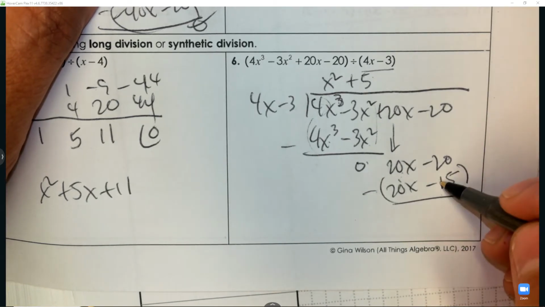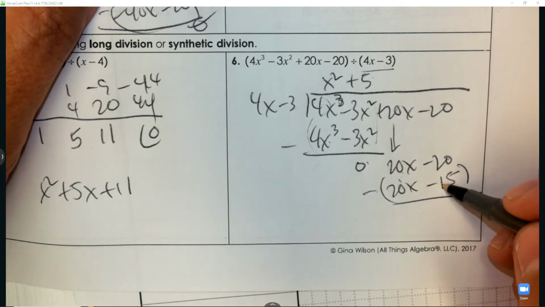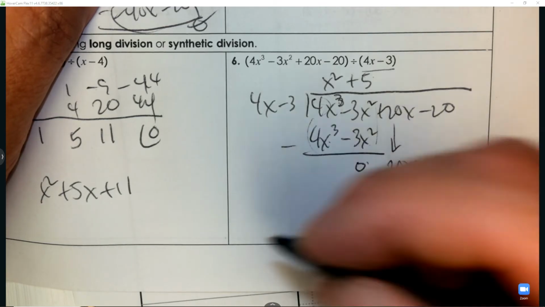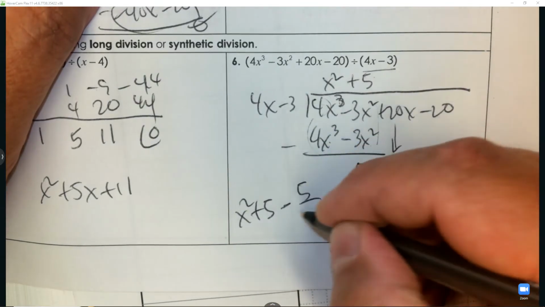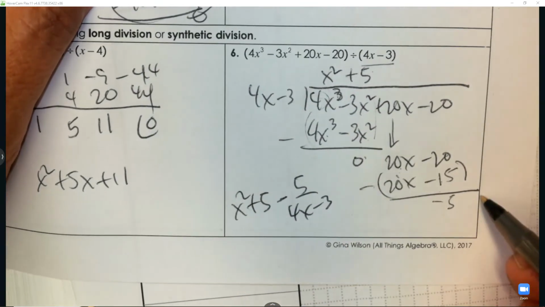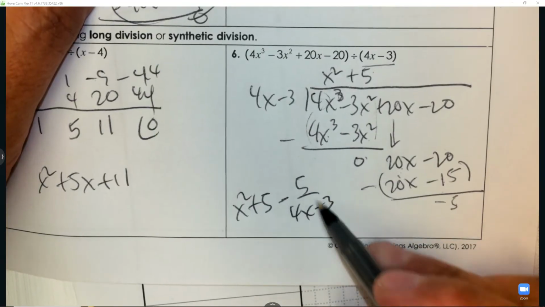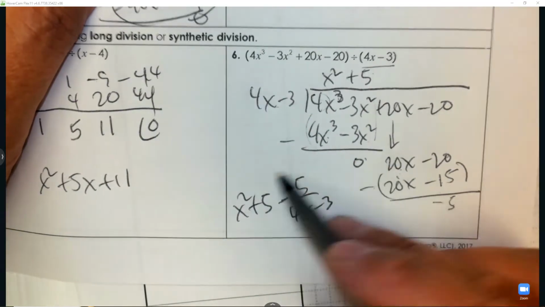When you subtract a negative, you're adding. So negative 20 plus 15, that's negative 5. So I got x squared plus 5, and then the remainder is written as a fraction. So we take the remainder, there it is, over what you're dividing by, and then it's done.